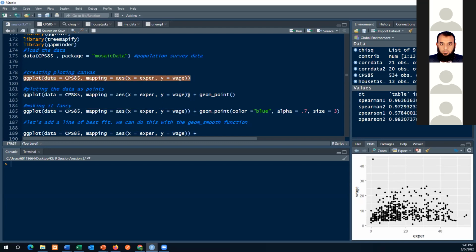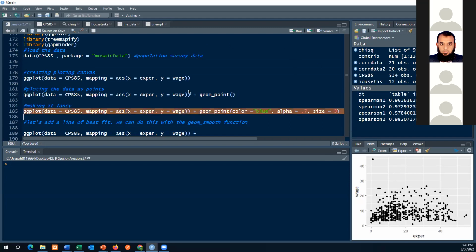Now add the point, geom_point. Now geom_point could be customized, like I want my color, I want the alpha, like a transparency, I want the size of the points, so you can mention that. So this third line, making it fancier, we can do that.